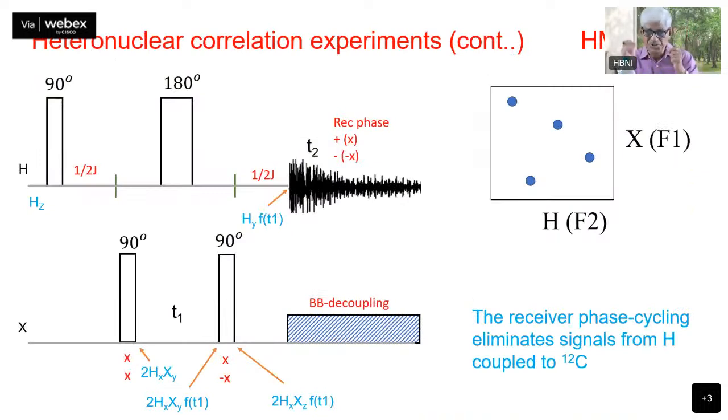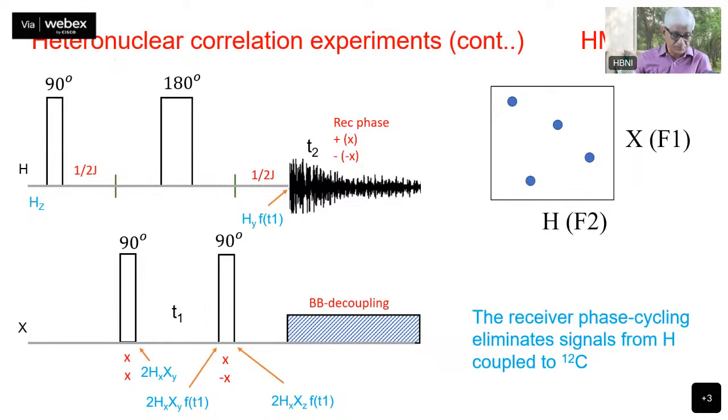Okay, so now let's continue with this. We do another experiment, among the heteronuclear correlation experiments, which is called HMQC. Earlier we talked about HSQC, right? Heteronuclear single quantum correlation spectroscopy. Now here we are talking about heteronuclear multiple quantum coherence spectroscopy. So it is slightly different. Ultimately, the result will be similar, but it is slightly different with respect to the pulse sequence. It has a smaller number of pulses, as you can see here, compared to the HSQC.